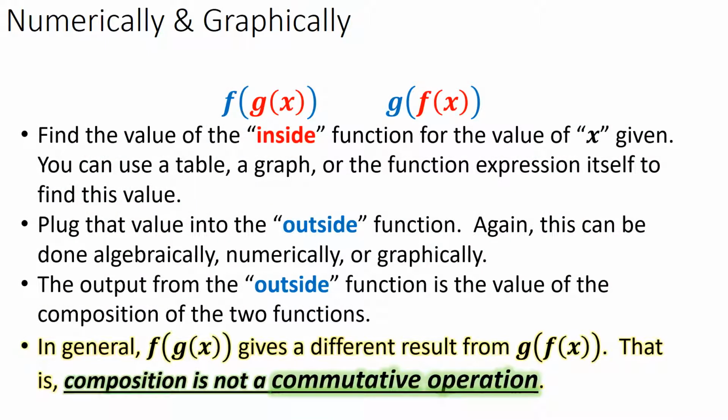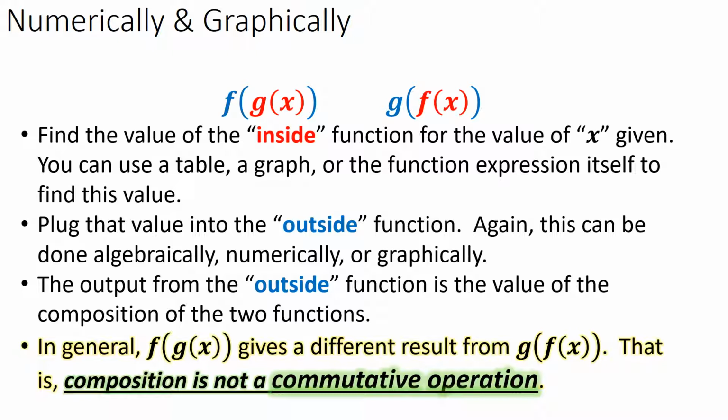All right, so wrapping up, if we want to do compositions numerically or graphically, we are going to be given two functions, f and g. And notice up at the top here, I've got both compositions, f of g or g of f. The first thing we want to do is find the value of the inside function, which is in red in both cases. So whatever value of x is given, we plug it into the inside function, g on the left, f on the right. This can be done with a table or a graph, or we can actually plug it into the function expression using a calculator perhaps to get an actual value.